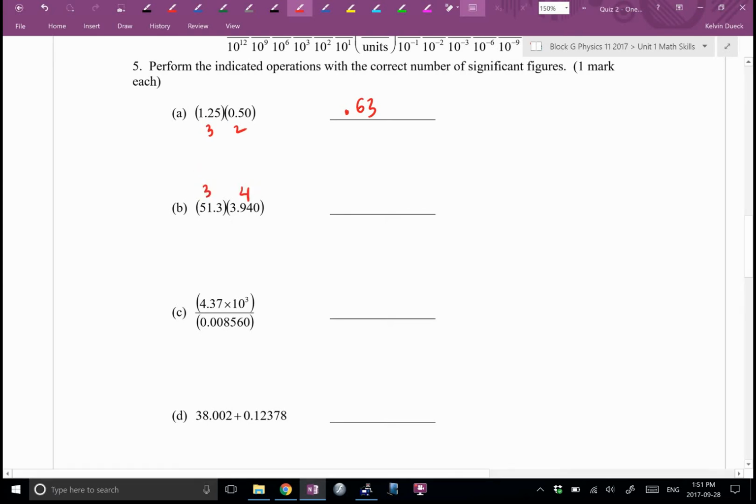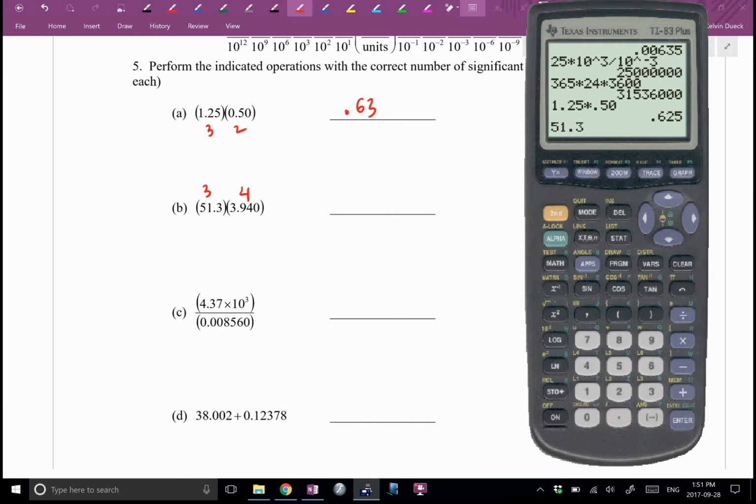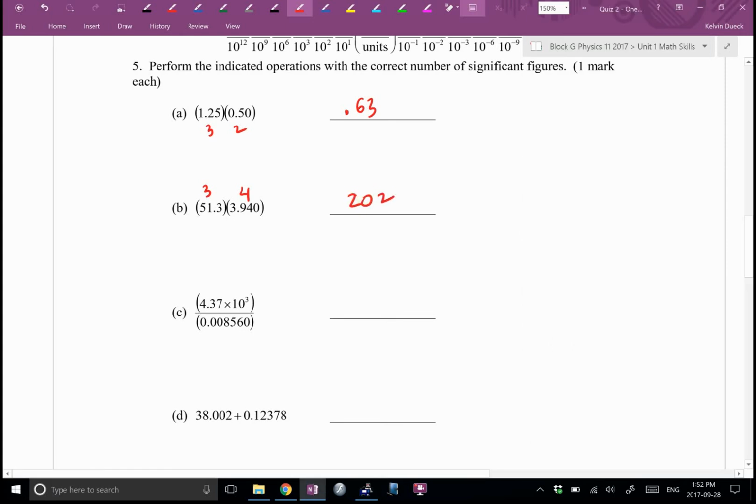3 sig figs. 4 sig figs. I'm going to go to 3 sig figs. So I'm going to go to my calculator and I'm going to type in 51.3 times 3.940. Oh, that didn't type that in right. Second function, enter. 3.940. By the way, on my calculator, I don't need to type that last zero. I'm putting it in just so you can see the sig figs, but clearly it's not going to make a difference. How many sig figs here? 3, 202. Right? Right. 3 sig figs, 4 sig figs. I'm going to go to 3 sig figs.